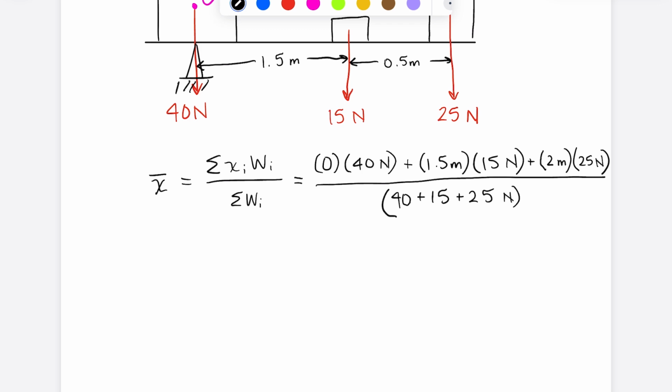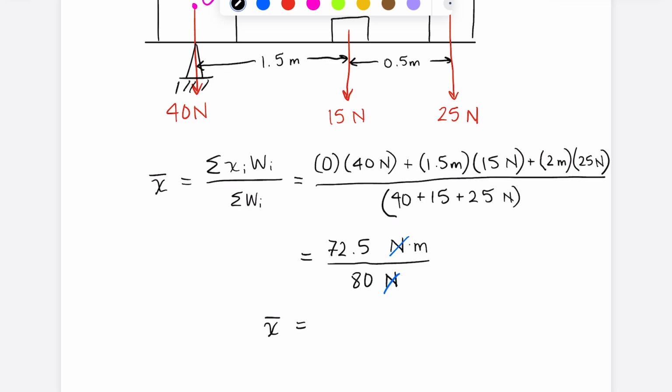Okay, so let me plug this in my calculator. First term is 0. 1.5 times 15 plus 2 times 25 is 72.5, and the units are going to be newtons times meters. Remember to always keep track of your units through any calculation. And then we divide that by 40 plus 15 plus 25. So on the denominator, we've got 80 newtons. And when we look at our dimensions here, newtons is going to cancel out. We're going to be left with units of meters.